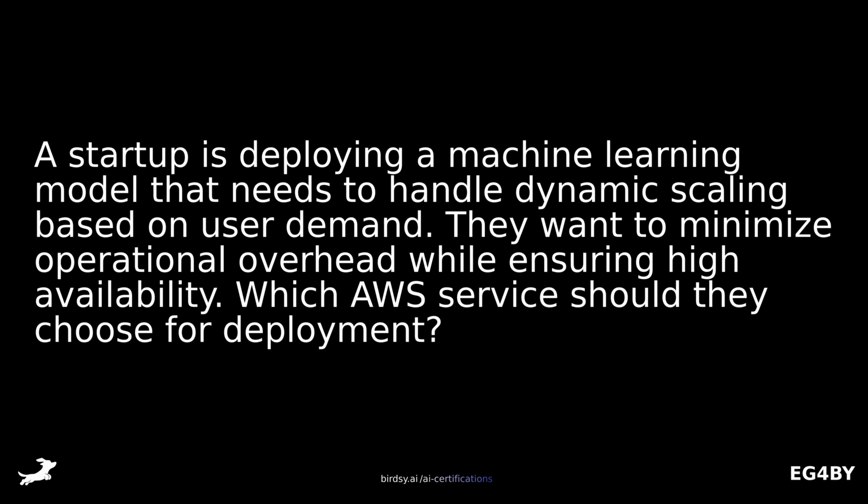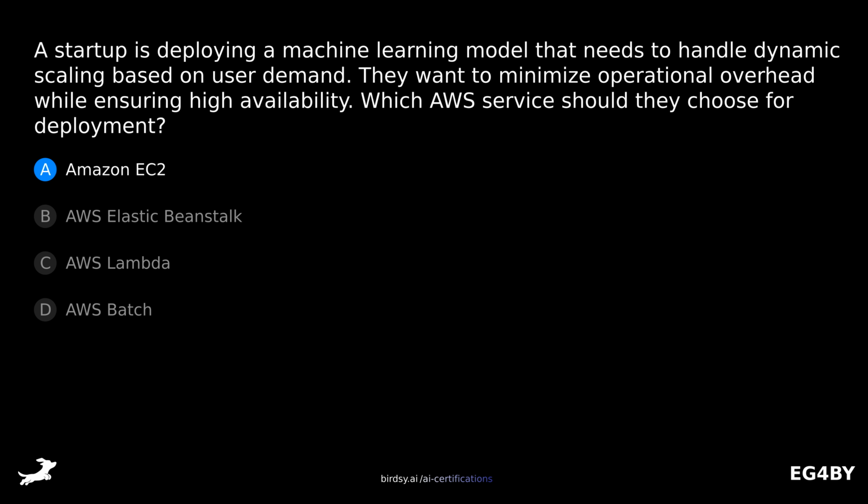A startup is deploying a machine learning model that needs to handle dynamic scaling based on user demand. They want to minimize operational overhead while ensuring high availability. Which AWS service should they choose for deployment? Is it A, Amazon EC2, B, AWS Elastic Beanstalk, C, AWS Lambda, or D, AWS Batch?